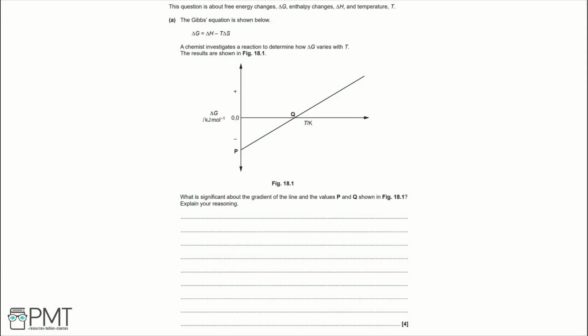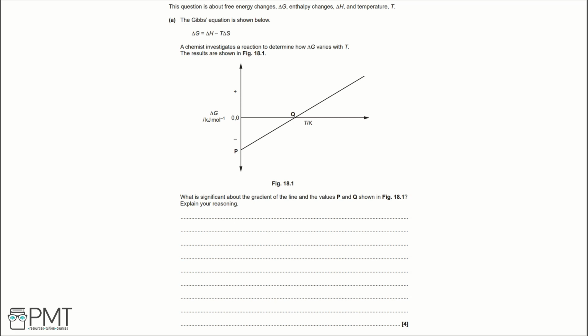This question is about free energy changes, delta G, enthalpy changes, delta H, and temperature, T. Part A. The Gibbs equation is shown below. A chemist investigates a reaction to determine how delta G varies with T. The results are shown in figure 18.1. What is significant about the gradient of the line and the values P and Q shown in figure 18.1?